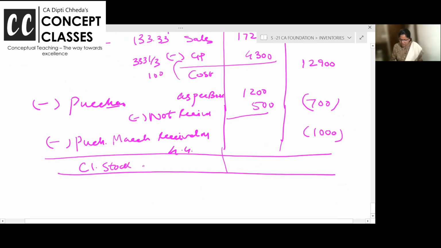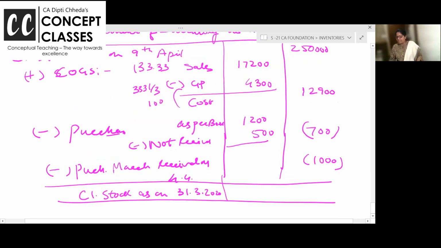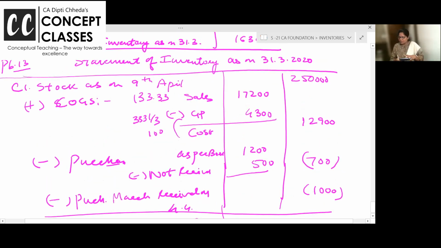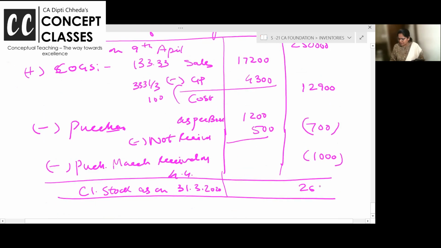Closing stock as on 31st March 2020. That's what you wanted. So 2,50,000, add back 12,900, minus 1,700, gives 2,61,200. Take your time. Please message me in the chat box if you want a note for anything.